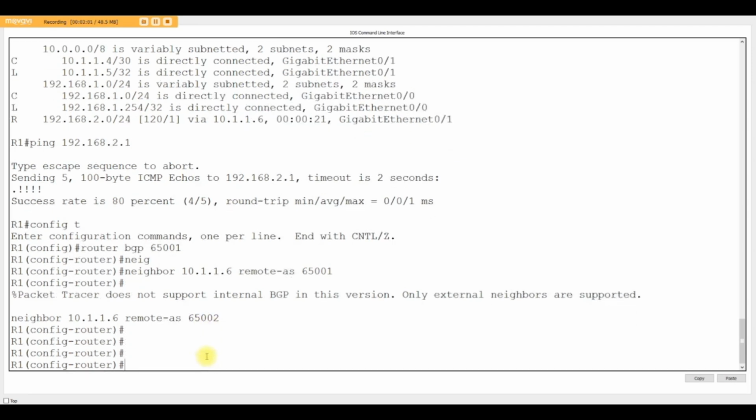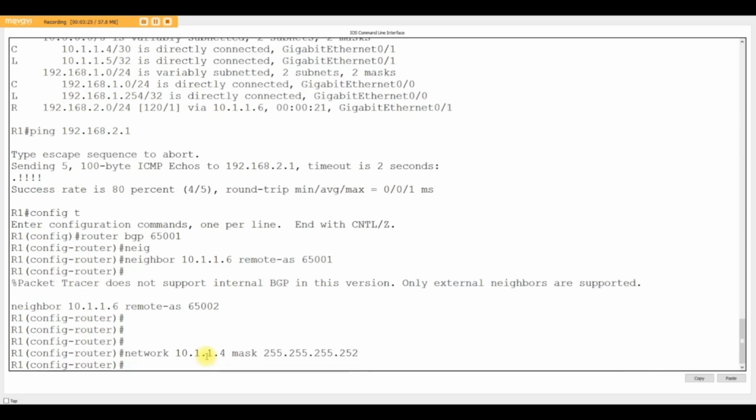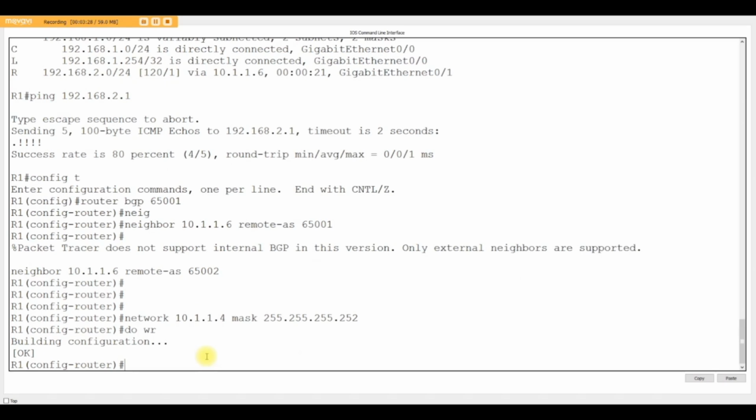Okay, so now we have that neighbor relationship. But we also want to advertise the network in between. So network 10.1.1.4, and then mask 255.255.255.252. Not 0.0.0.0, I'm so used to wildcard masks. That is the most basic of basics for BGP, so you can connect to an external autonomous system.